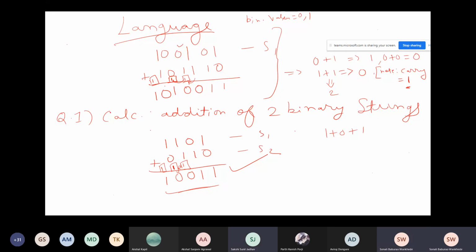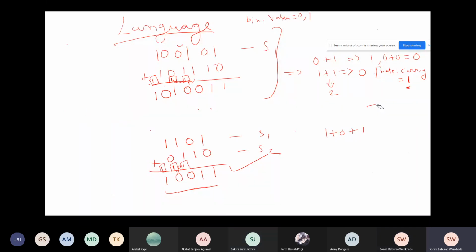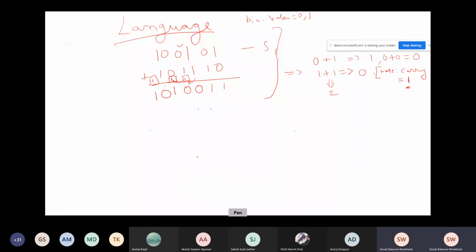Ma'am, can you please explain the carry process? Carry process. Okay, I will just explain that carry process. Okay, pay attention over here. Let's take our previous example. We had taken this example. Let's take 100101. This is my first string. Again, I have 101110. This is my second string. I am interested in performing addition.